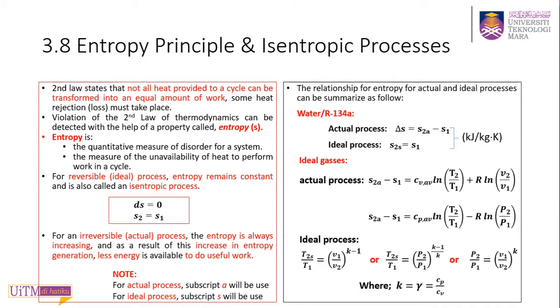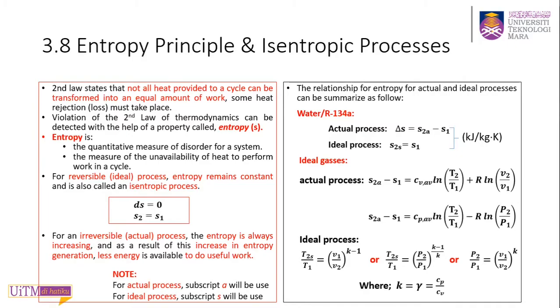Or in other words, if we want to calculate the loss in quality, we can do so by calculating the amount of entropy that has been generated. For a reversible or ideal process, which we have learned before this, the entropy will remain constant throughout the process. And that is why a reversible process is also called an isentropic process. However, for an irreversible or actual process, the entropy is always increasing. And as a result of this increase in entropy, less energy is available to do useful work.